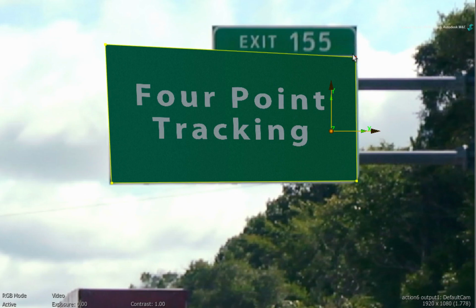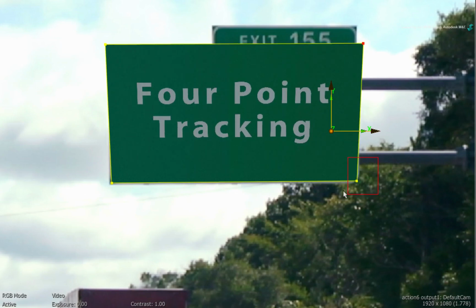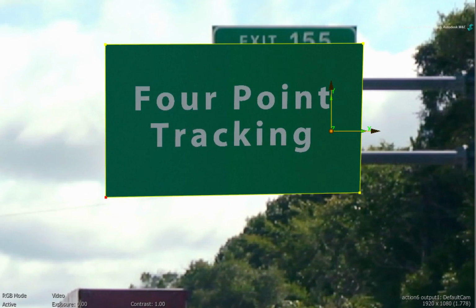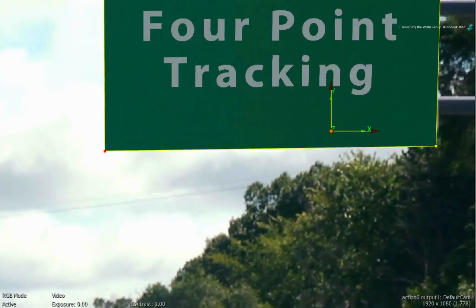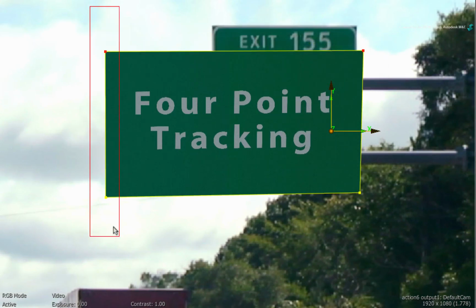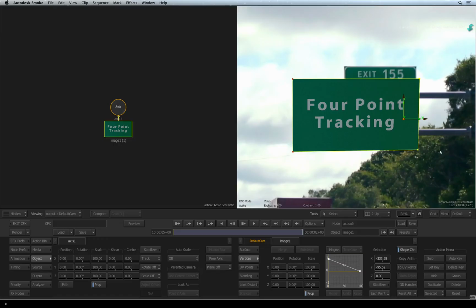Start pulling and adjusting each point to better align it to the sign. Even if you scrub the time bar, the sign will still be tracked. So if you were replacing a screen, for example, you track your tracking markers and then stretch the image surface to cover the rest of the screen.